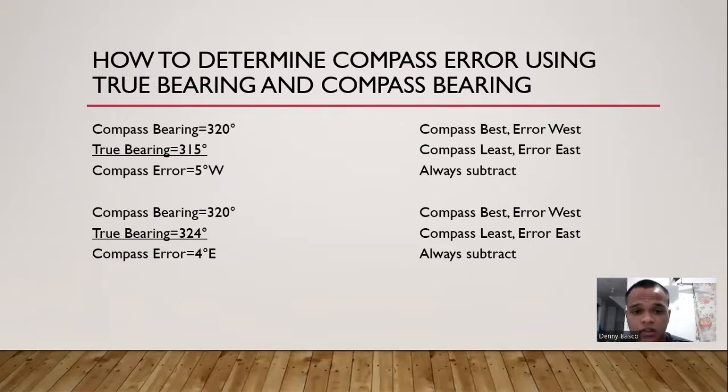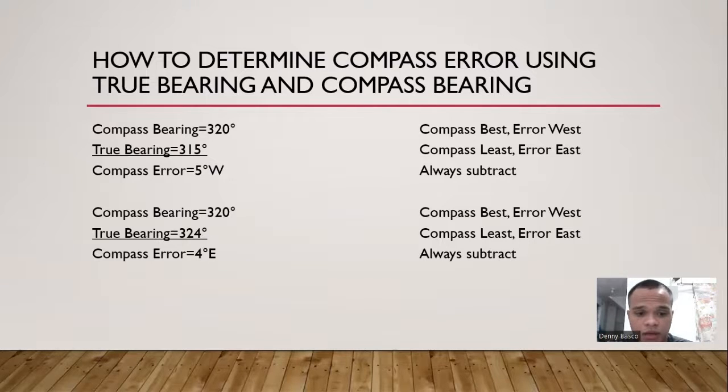Next topic is how to determine compass error using true bearing and compass bearing. We have a thumb rule: compass best, error west; compass least, error east. And also always subtract. In our first example, compass bearing is 320 degrees and true bearing is 315 degrees. Notice that the compass bearing has a greater value than the true bearing, so the compass error will be 5 degrees west. The thumb rule: compass best, error west, since the compass is bigger than the true bearing.